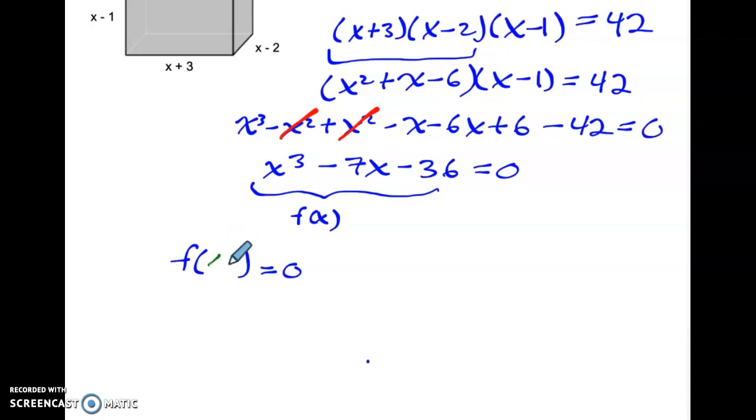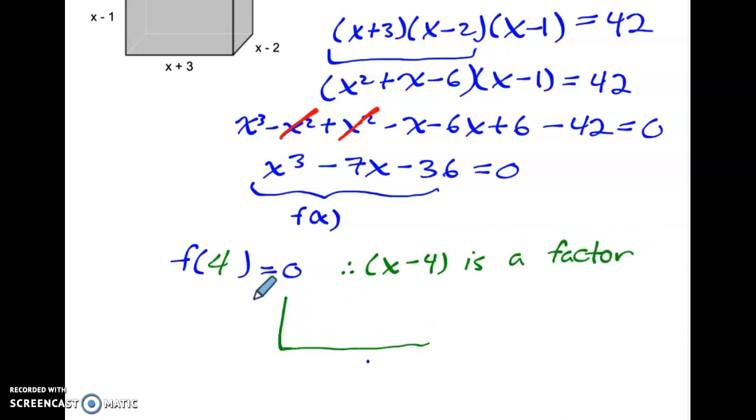And after a little bit of work, hopefully you found that f of 4 gave you 0, which means that x minus 4 is a factor. So we can divide out that factor of x minus 4. We're missing the x squared term, so we're going to put in a 0 as a placeholder. And then we do synthetic division. So bring down the 1, multiply by 4. Add, multiply by 4. Add, multiply by 4. Add.